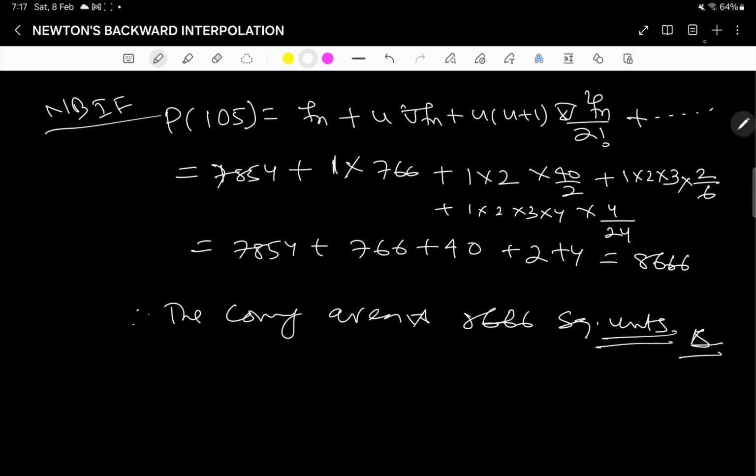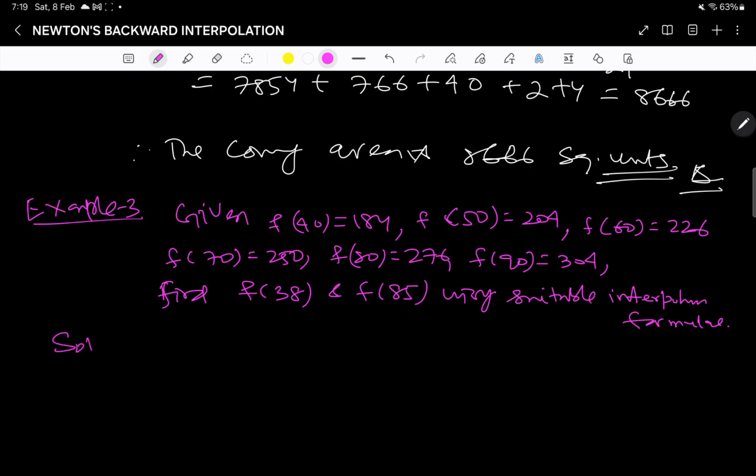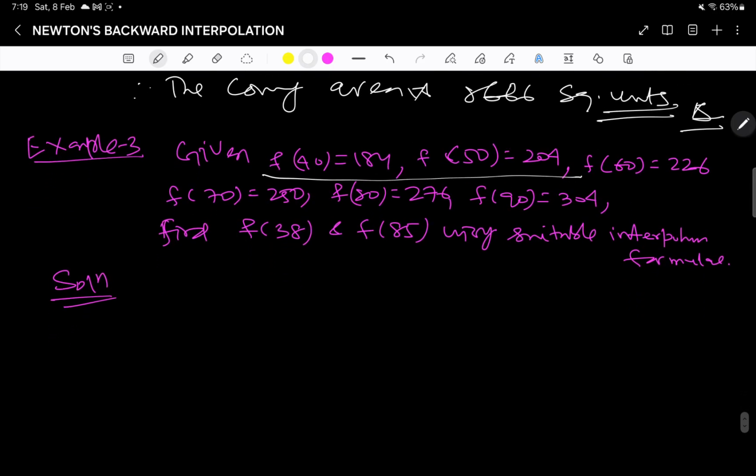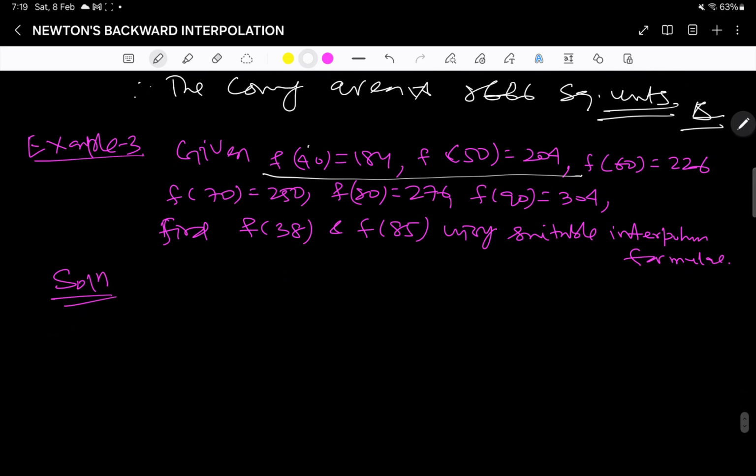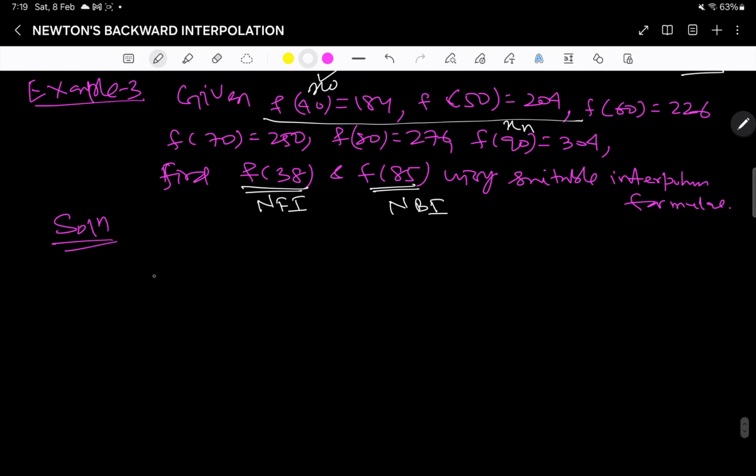Let us solve one more problem. Now coming to the solution, so you are given this data. You are asked to find, x0 is 40 and xn is here 90, you are asked to find f of 38, it is close to x0, you use Newton forward interpolation here, and it is close to xn, so you use Newton backward interpolation here. So from the same table you apply both the formulas.